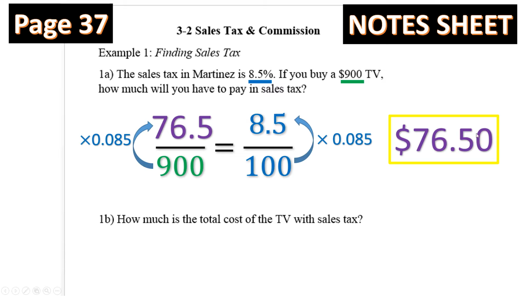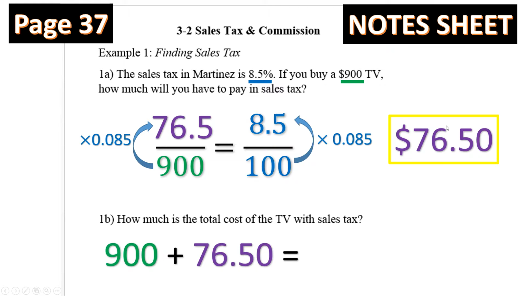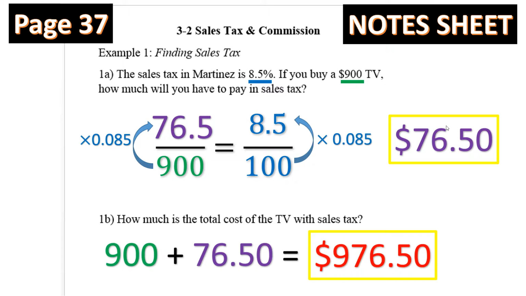And then part B to this problem is how much is the total cost of the TV with sales tax? So $76.50 is not the cost of the TV. The TV costs $900 before tax. So you have to add the cost of the TV and the tax. And so at the register, when you check out, you would have to pay $976.50.